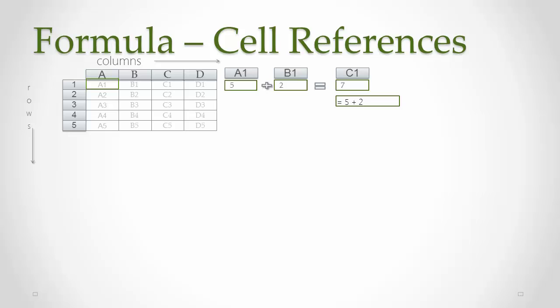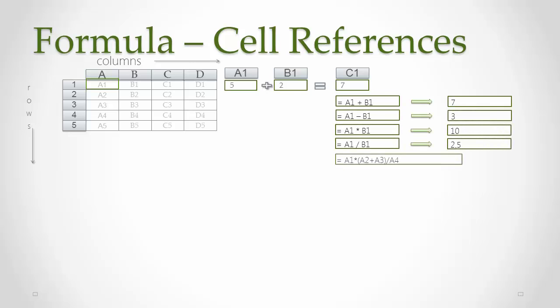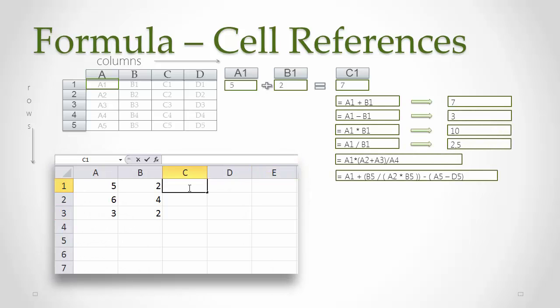Earlier we typed in the formula like equals 5 plus 2. Now we are going to replace 5 and 2 with the cell references like this, A1 plus B1. And when I hit enter, I see the result in C1. It is not necessary to type in each cell address. If you can spot the cell, you can just click on the cell and Excel will put the cell address for you. This way you don't have to struggle to find out cell addresses.